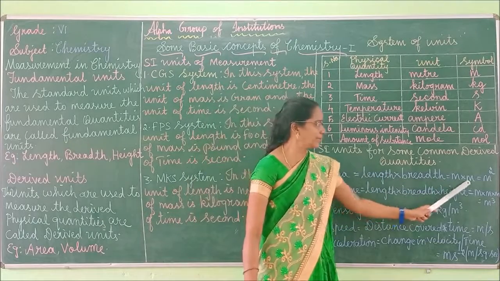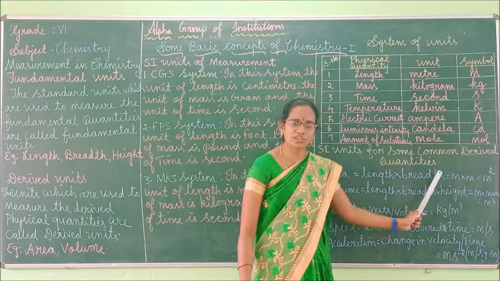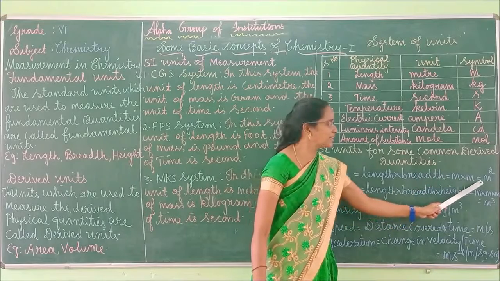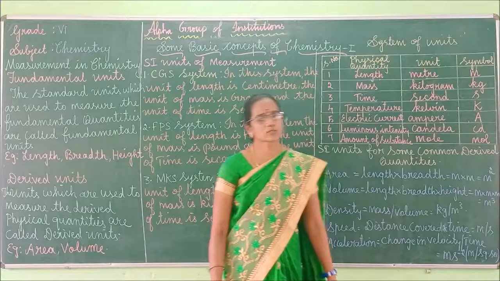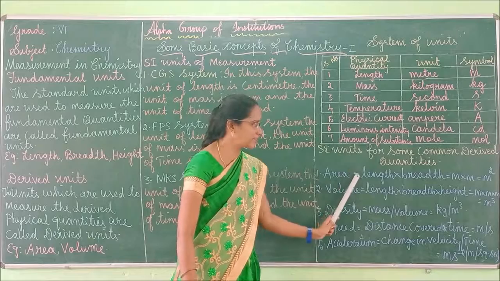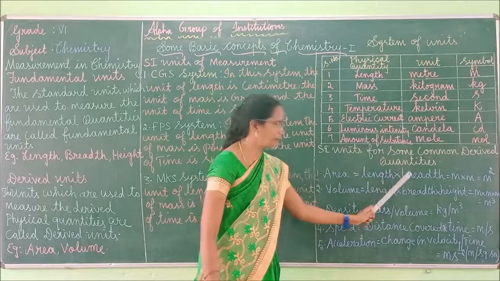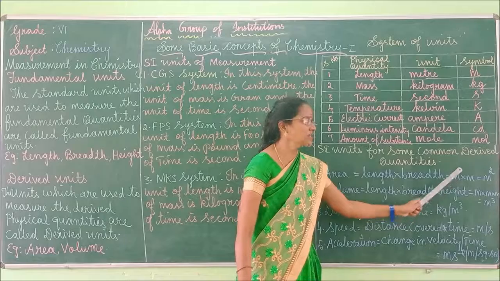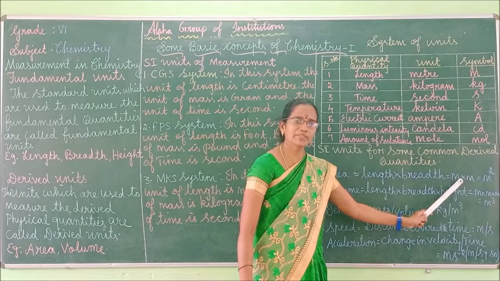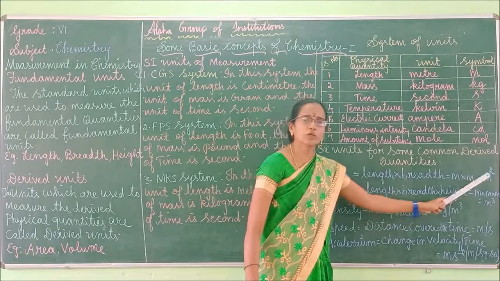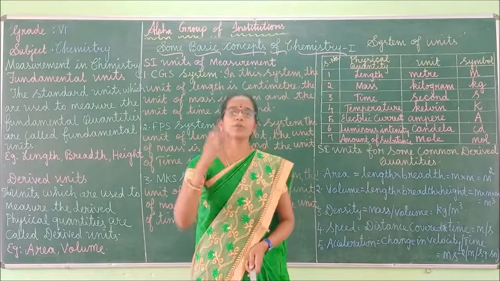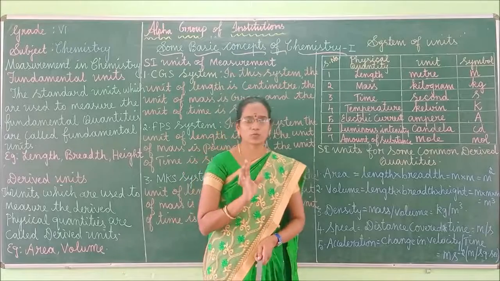Okay. So m into m. M is nothing but meter. Length is measured in meter. Breadth is also measured in meter. So meter into meter is equal to meter square or square meter. Okay, so what is the formula for area? Area is equal to length into breadth. Length is measured in meter, breadth is also measured in meter. So that is equal to meter square, or otherwise we can say square meter. Both are the same only.